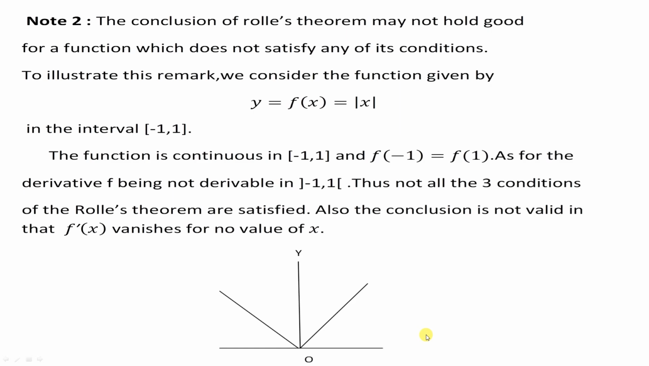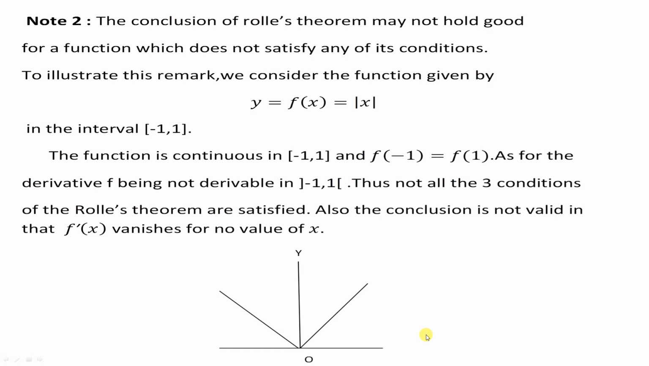The second condition is that mod x is differentiable, that is, the existence of the derivative in -1, 1. As we observe, the mod x function is equal to plus x or minus x. When x is greater than 0, f of x is equal to plus x; when x is negative, f of x is minus x.